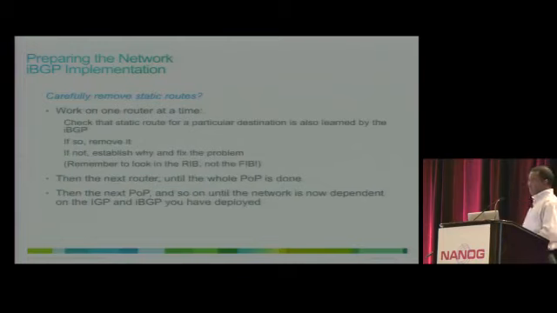Again, you will carefully remove the static routes, one router at a time. And this is assuming migration from a static route. So if you are starting from scratch, then you don't have static route. You start from IBGP. So in this particular case, we assume that initially there was static route, which is usually very unlikely.